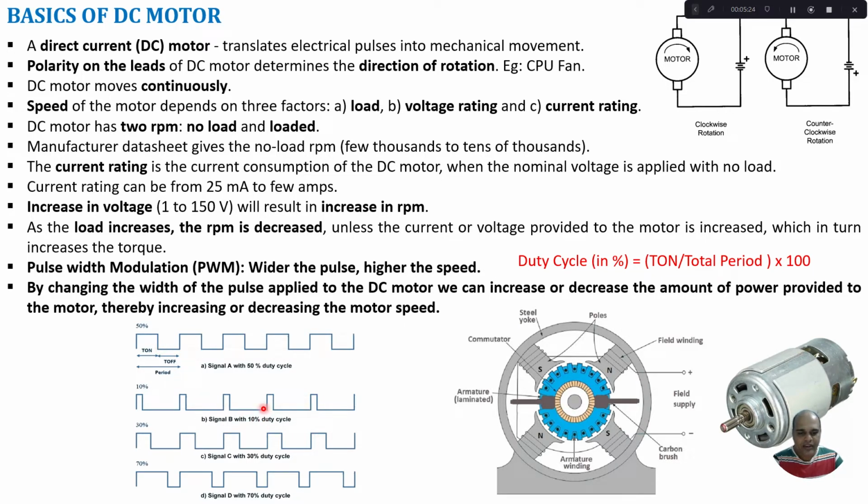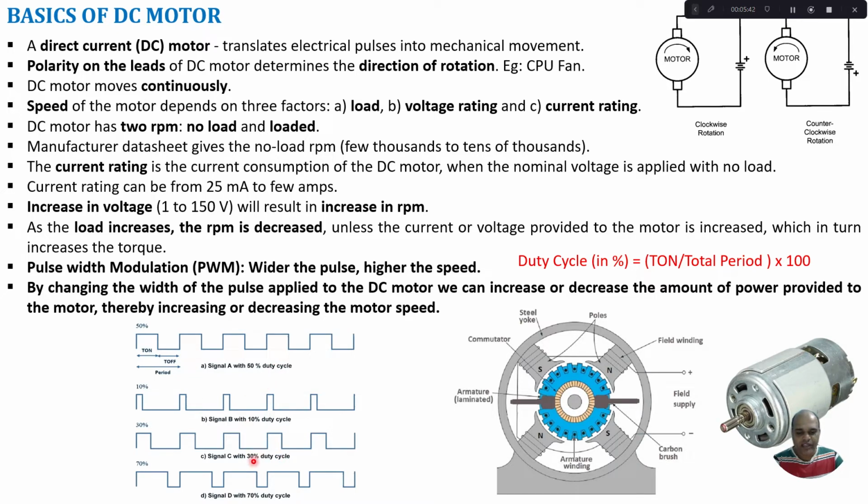In case of a 10% duty cycle, what happens? In the total time period, for only 10% of the time we have an on pulse, which means we are delivering only 10% of the energy to the motor. So thereby the speed will be reduced when compared to your 50% duty cycle.